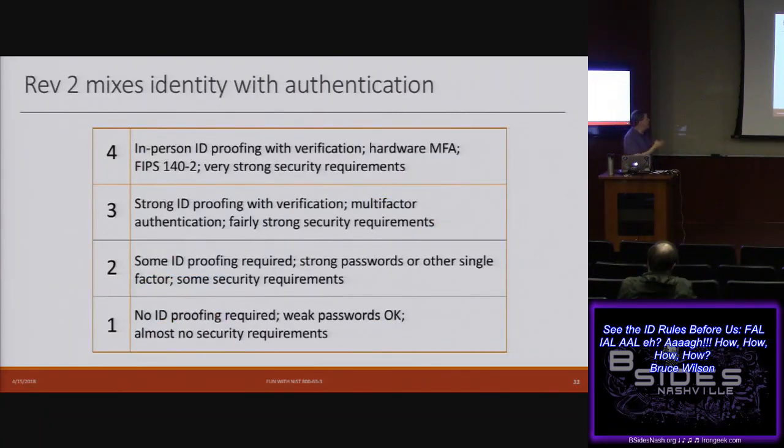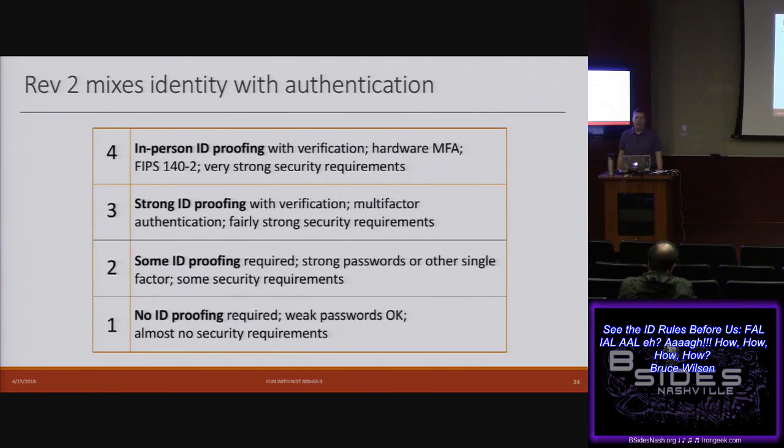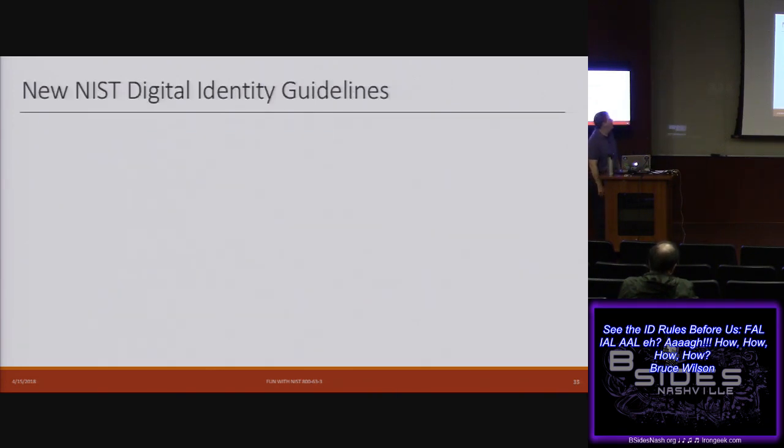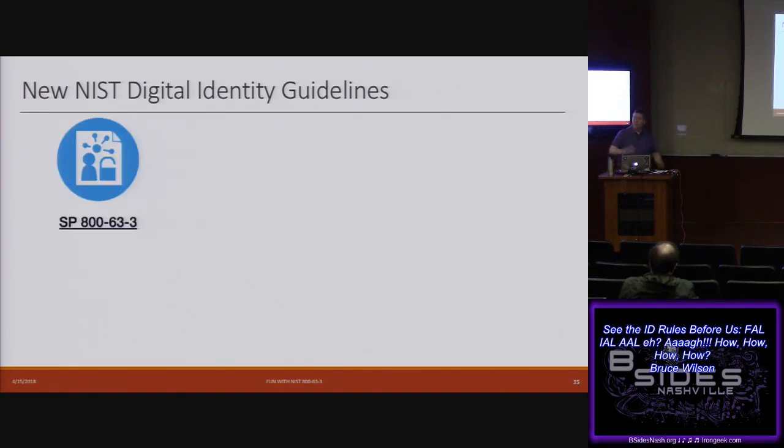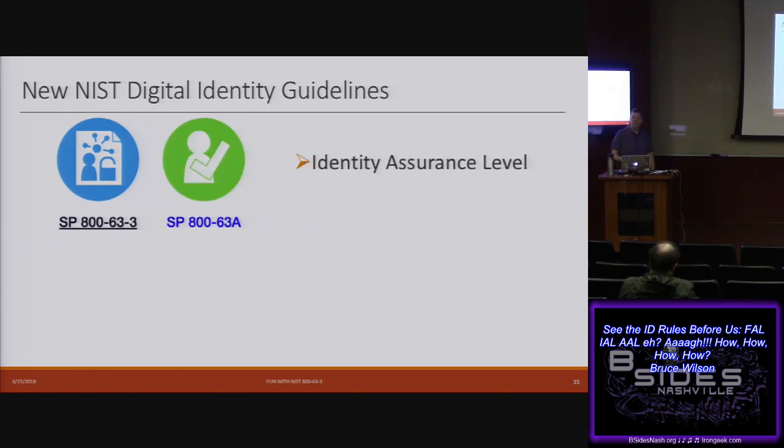So this is the summary of those levels of assurance, but there's an interesting problem here. Notice that the identity assurance level is mixed in with the authentication assurance level. And that's exactly one of the things that gets dealt with in Revision 3, which is the new NIST Digital Identity Guidelines. I'm actually very much a fan of what they've done. This is a fantastic piece of work. But it's actually 4 documents. The first is that base document, 800-63-3. There is an Appendix A.